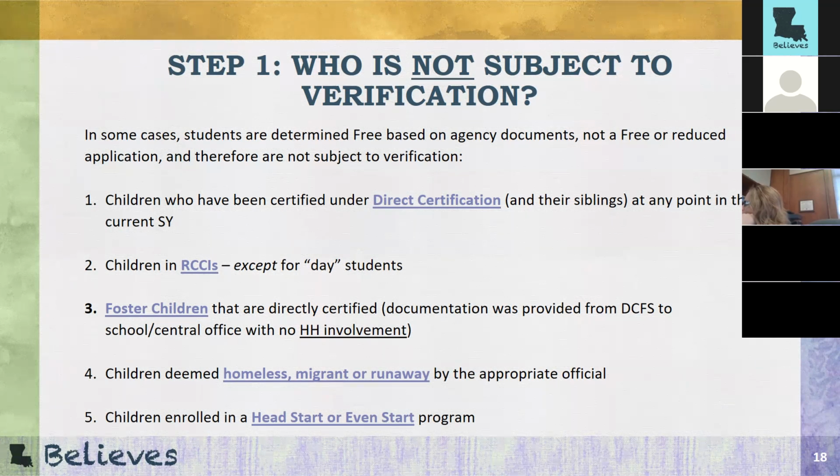Examples of these are children who have been certified under direct certification and their siblings at any point in the current school year, children in RCCIs except for day students, foster children that are directly certified and documentation was provided from DCFS to the school's central office with no household involvement, children deemed homeless, migrant, or runaway by the appropriate official, and children enrolled in a Head Start or Even Start program.